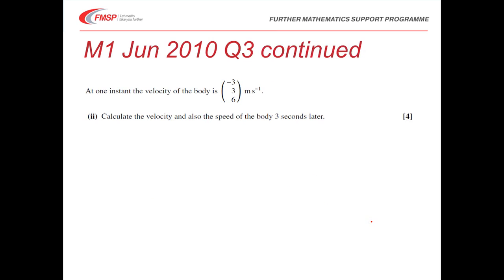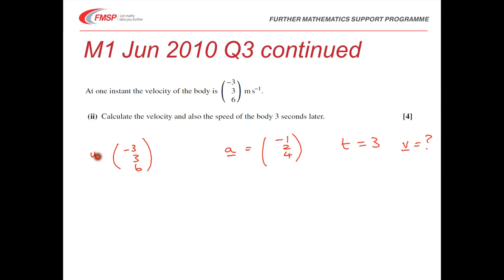Let's have a look at the next part of the question. So at one instant, the velocity of a particular body is -336. It's the same body as last time, so the acceleration must be the same. That is -124. That's the same as the first part of the question. We're interested in what's happening 3 seconds later, and we're interested in the velocity.